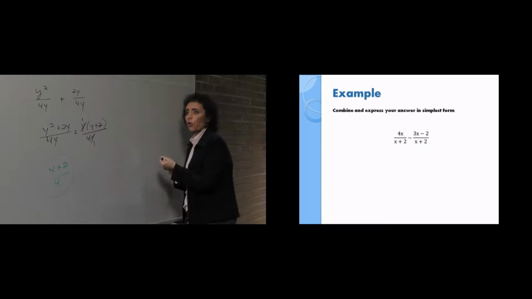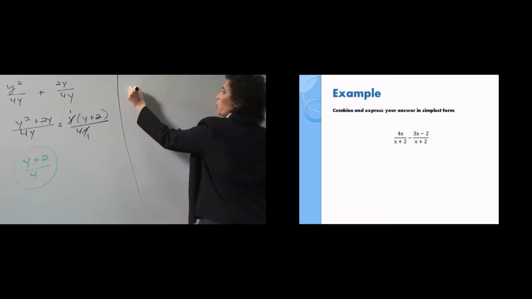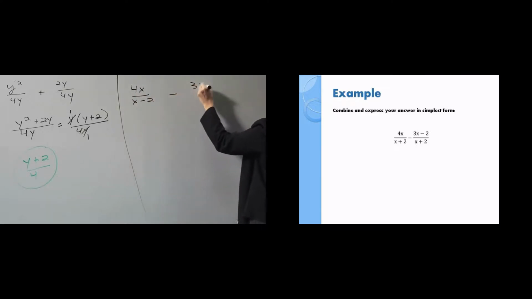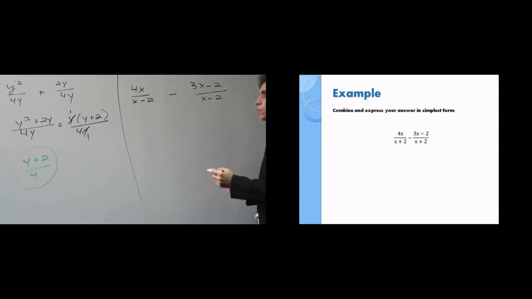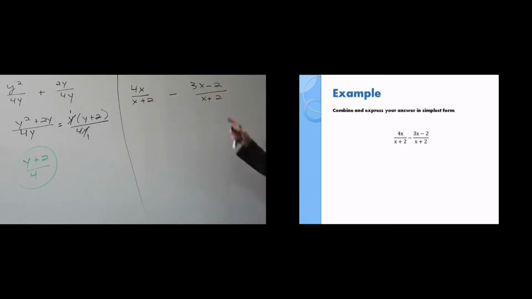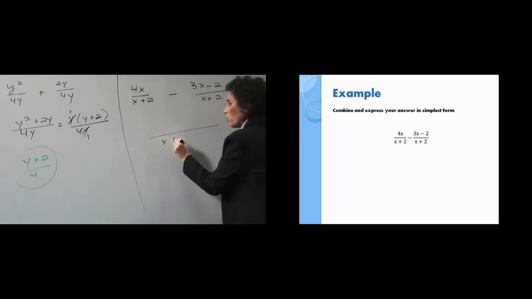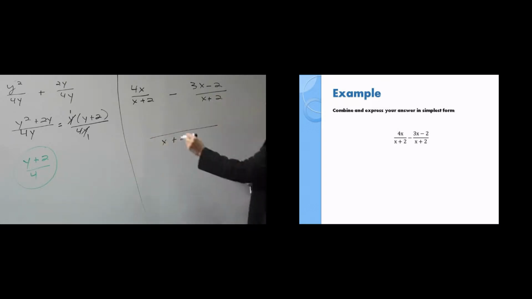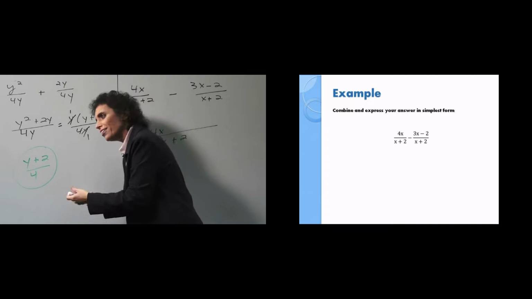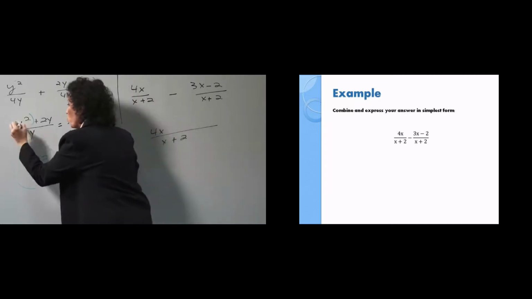Okay, it's really kind of short. I just want to make a statement about it. It's 4x over x plus 2 plus 3x minus 2 over x plus 2. Sorry about that, they're plus 2's. I want to show you what we have. We have x plus 2 on the bottom, same denominator. Here's where you have to be careful, because technically, even though I didn't do it here, it might have been healthier if I wrote parentheses in here.